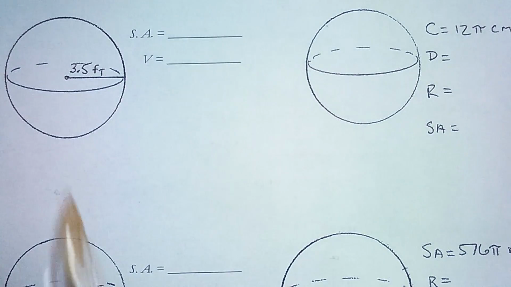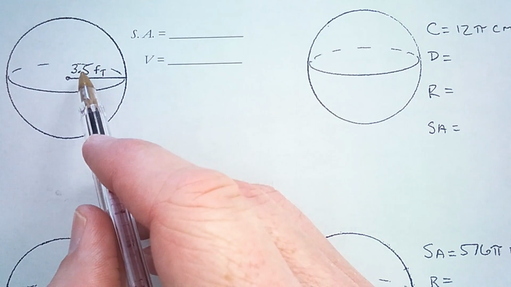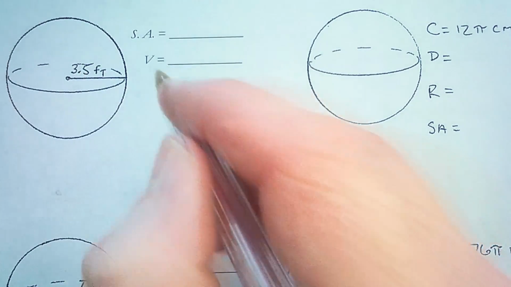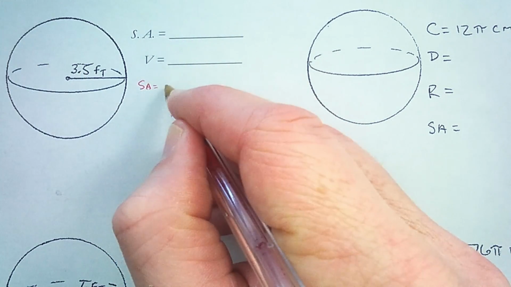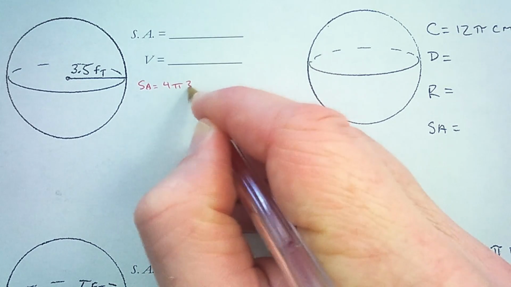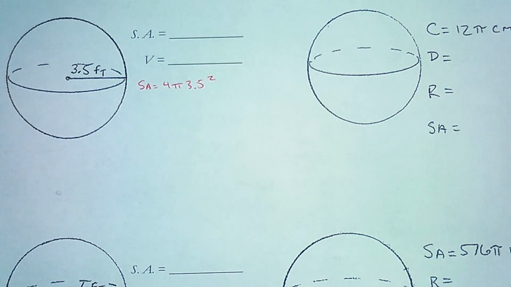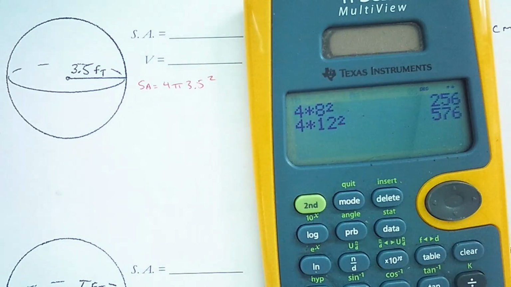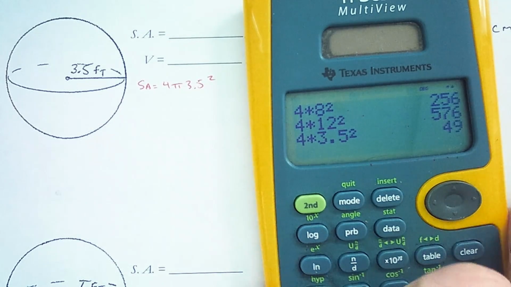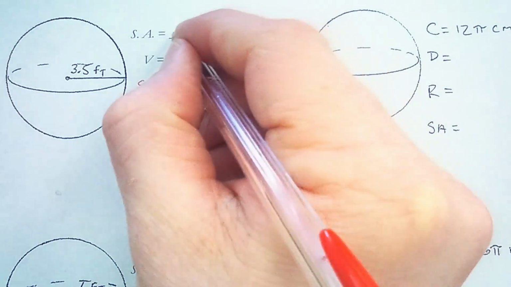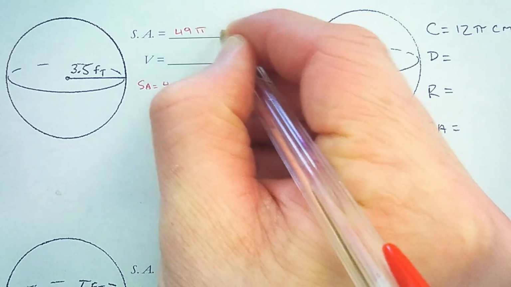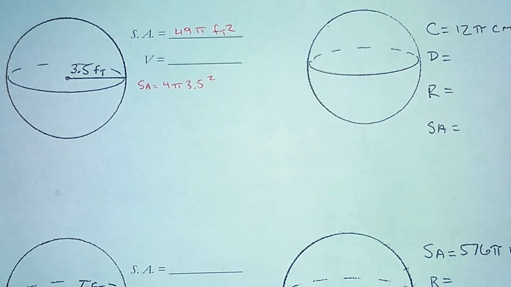Next we have a 3.5 foot radius. So our surface area is 4 pi 3.5 squared. So in our calculator, 4 times 3.5 squared is 49. So we have a surface area of 49 pi feet squared.